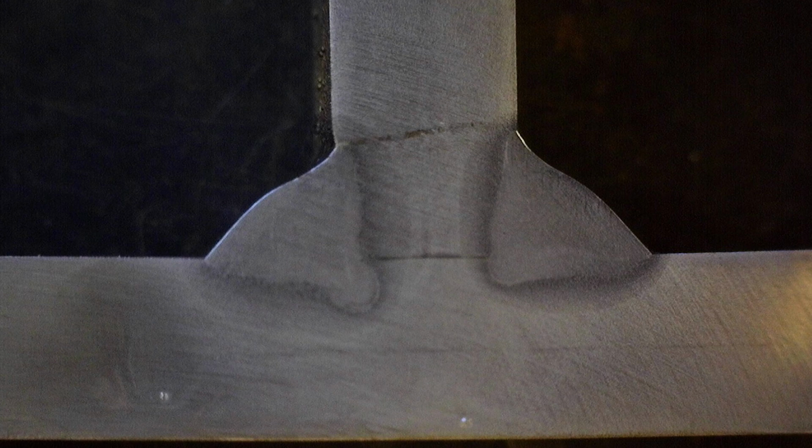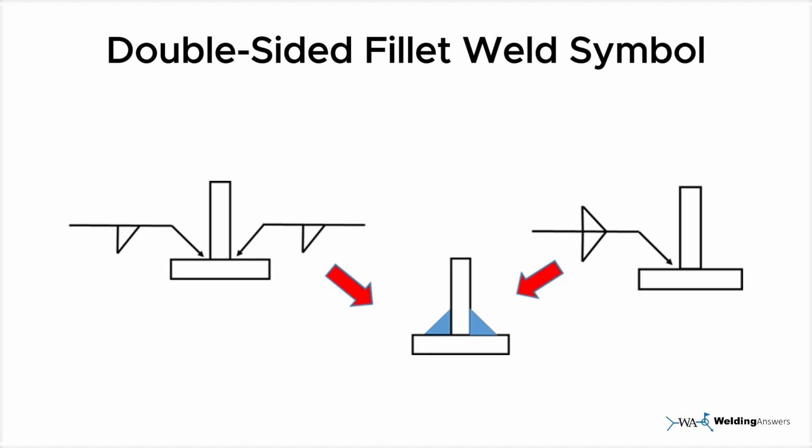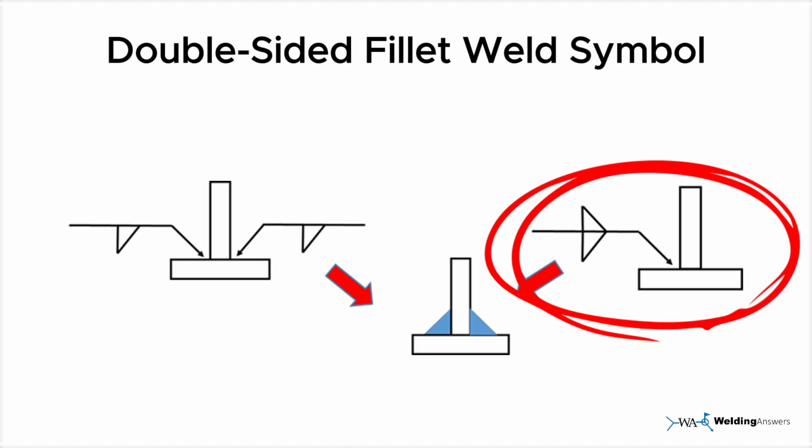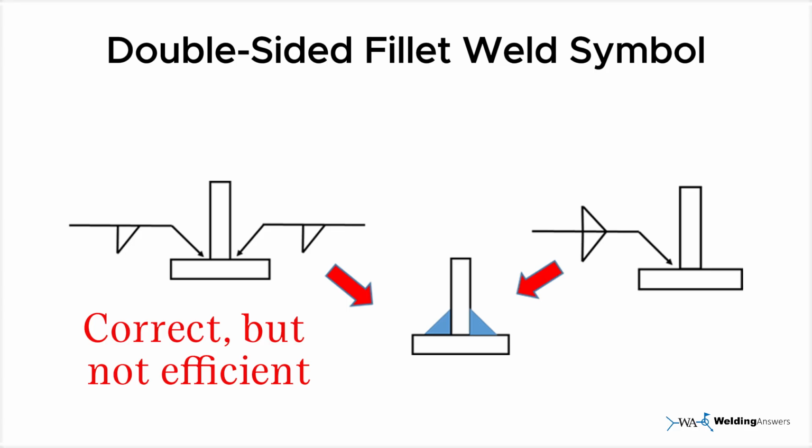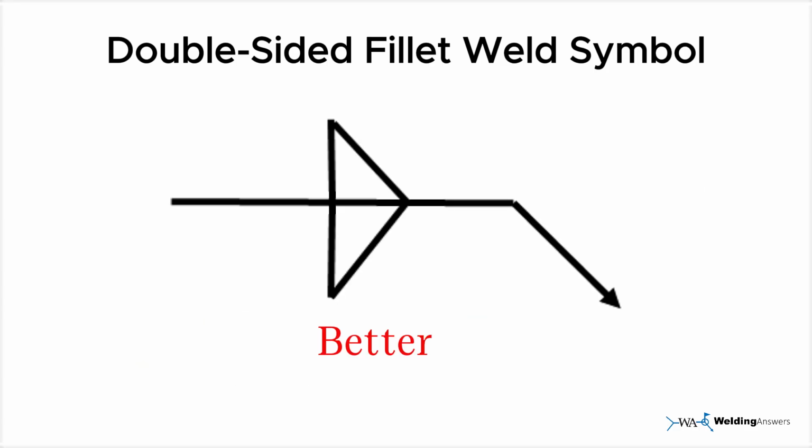Thankfully, the welding symbol system is efficient. For double-sided fillet welds, you'll see the fillet weld symbol placed both above and below the reference line, indicating that a fillet weld is required on both sides of the joint. By using this double-sided fillet weld symbol, we can clearly convey the requirement for welds on both sides of the joint with a single concise welding symbol, rather than needing two separate ones. It's a cleaner, more efficient way to communicate.